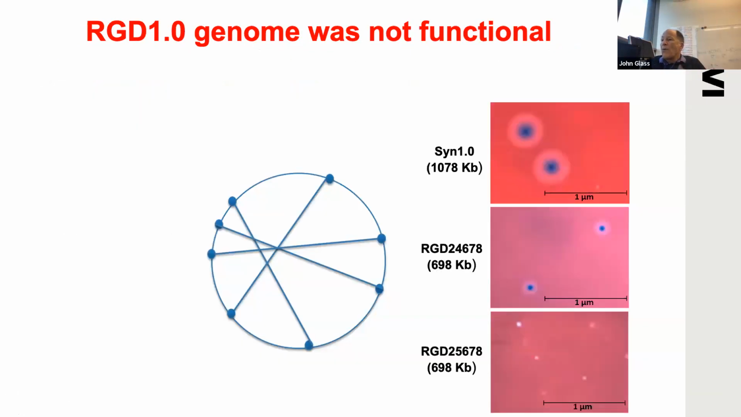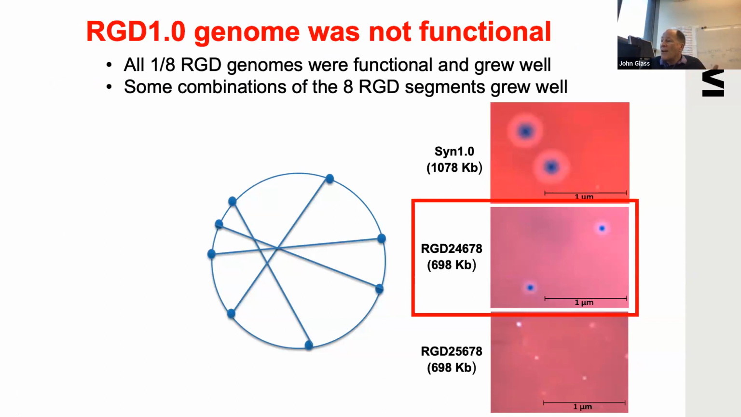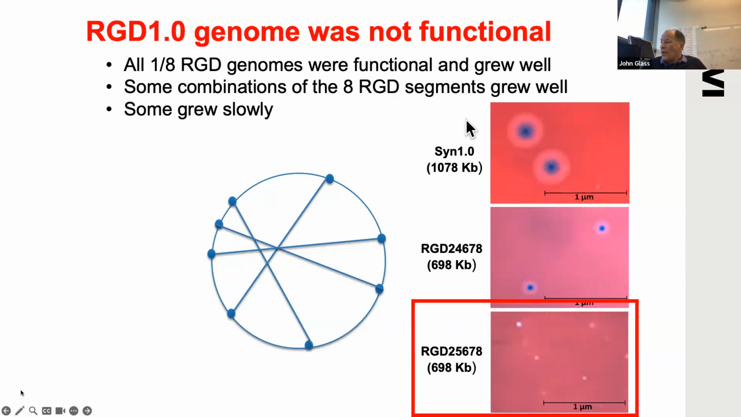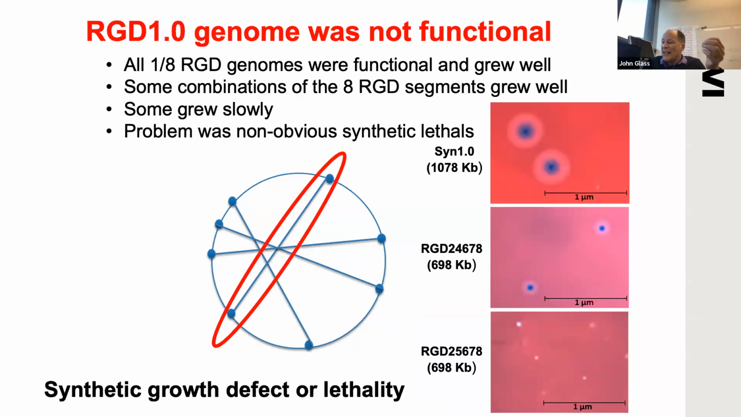But we didn't get a complete reduced genome. What we found is, again, all the 1/8 minimized genomes were functional and grew well. And we also saw that some combinations of the 8 reduced genome design segments grew well. So here, one that had 5 of the 8 segments reduced made pretty good sized colonies, smaller than wild type, but it grew. And then another one you see even made tinier colonies. And we realized the problem was something called non-obvious synthetic lethals.